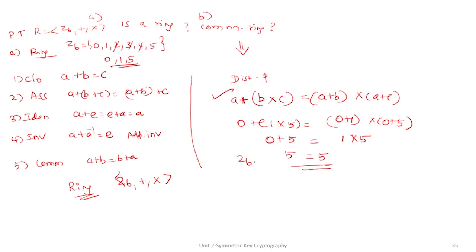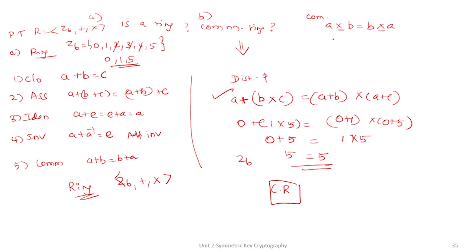So if all the 6 properties are satisfied, then that ring is called a commutative ring. So in this way we can prove it. And another notation is the commutative property should be satisfied for the second operation also. That means the second operator is cross.